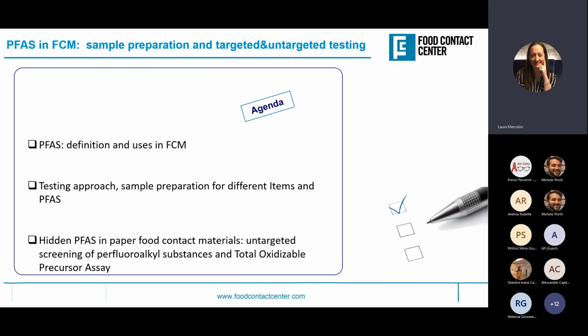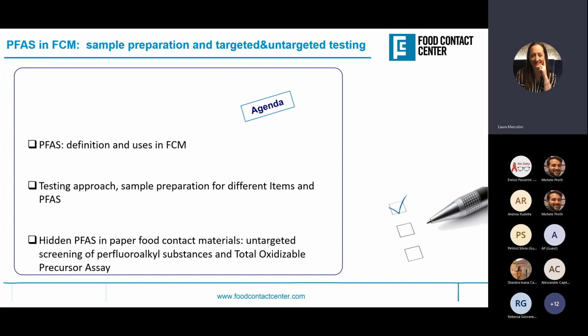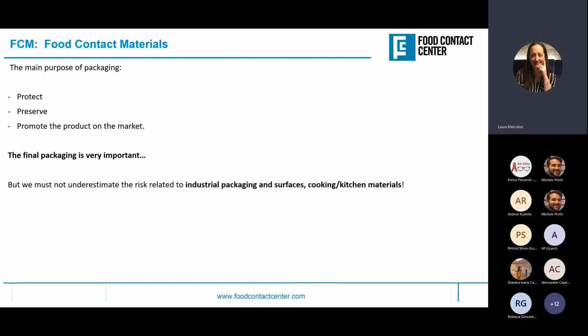So we can start. We will see something about the definition of new and old PFAS testing approach on food contact materials, and then we will discuss a case history of a sample in paperboard where we faced many troubles to detect PFAS in liquid mass testing.